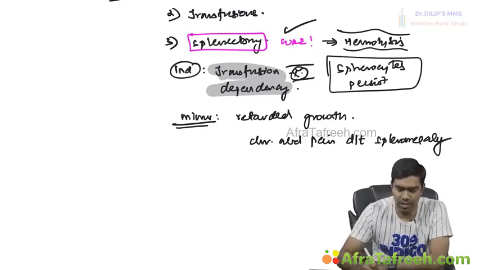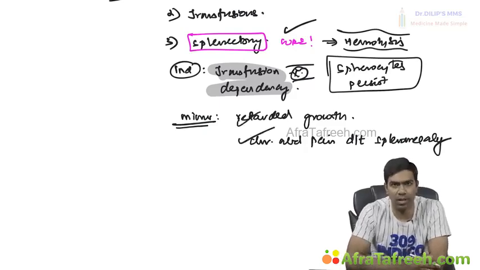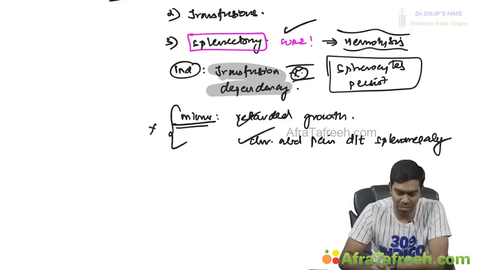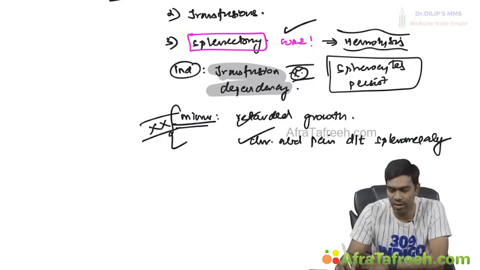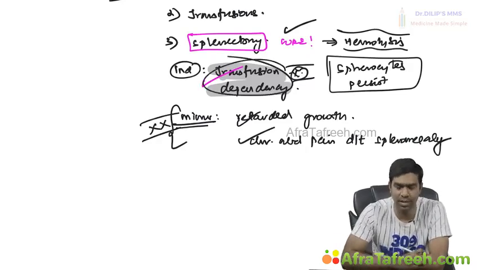In these conditions you can do a splenectomy as well, but many people do not do splenectomy for these indications. They try to manage with conservative measures. Typically a hematologist prefers splenectomy only for transfusion dependency. And splenectomy is a curative treatment in hereditary spherocytosis.